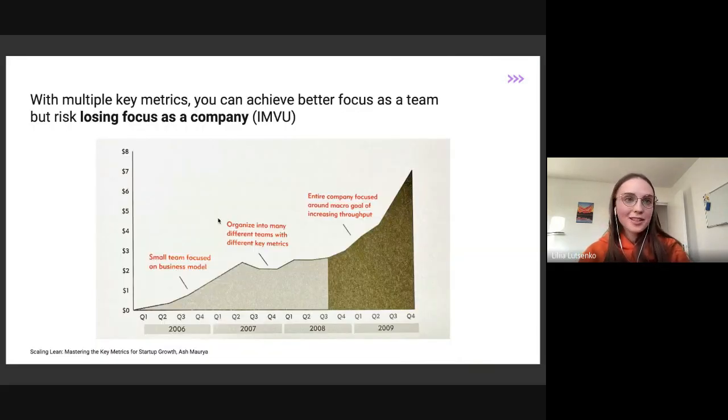But I shamelessly was taking photos of this book I read, which is Scaling Lean. Maybe you heard about it, Mastering Key Metrics for Startup Growth. To my mind, the book is a bit watery, but there is something to take out of it, which I put on this slide. So in this book, it said that with multiple key metrics, you can achieve a better focus as a team, but you risk losing focus as a company. When every team focuses on something different, your general company strategy might not be followed and prioritized by this team.